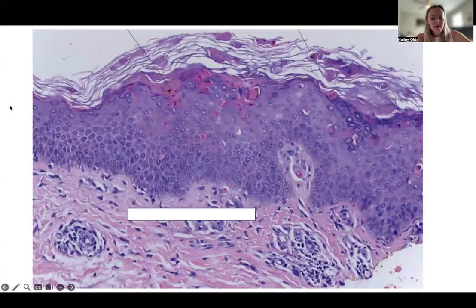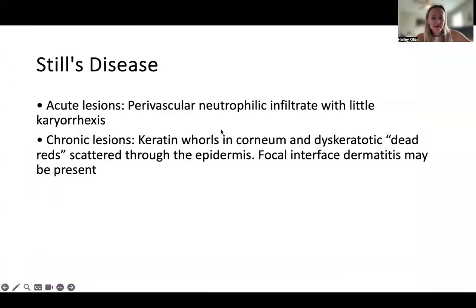Okay, this one is a little tricky. We see vacuolar interface dermatitis, and then we see these what they call dead red apoptotic keratinocytes. So this is Still's disease. So this is probably more of a chronic lesion. So you have keratin whorls in the stratum corneum and dyskeratotic keratinocytes throughout the epidermis with focal interface dermatitis, versus acute would be more perivascular neutrophilic infiltrate.